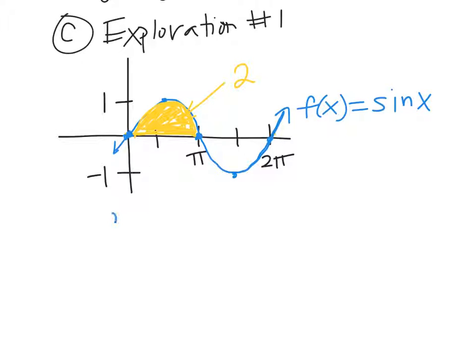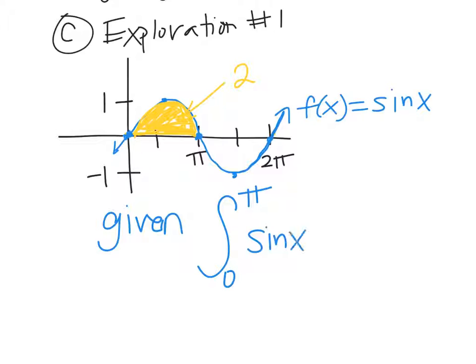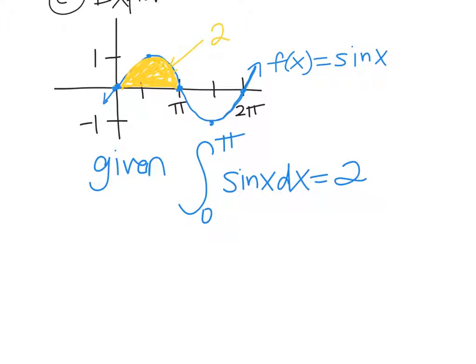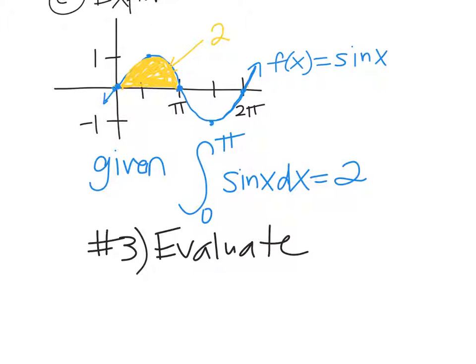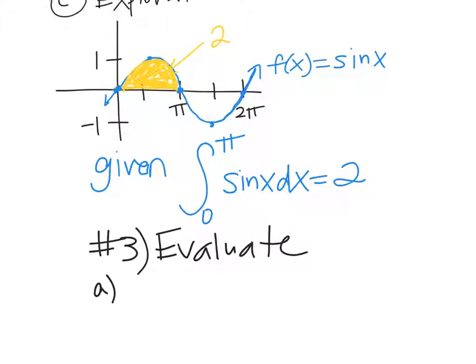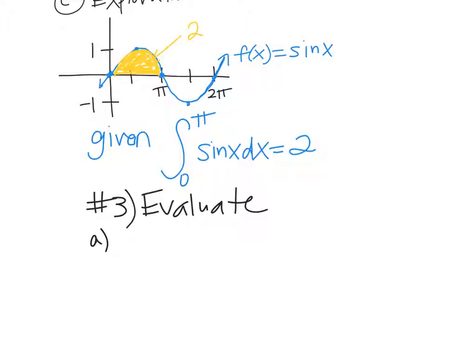All right. So this is what we're going to be given. We're going to be given that the integral from 0 to pi of sine x dx is exactly 2. We're given that. I'm going to show you how you get that later on, but right now that's just a given. So what we're going to do is some problems here. So number 3, we're going to find each value. We're going to evaluate. So we're going to get a number value for each of these. And I've got a bunch of them. So letter A, we're going to evaluate the integral from pi to 2 pi of sine x dx.